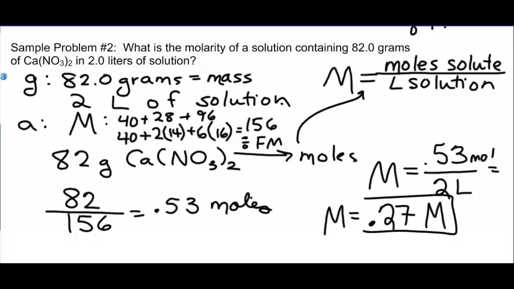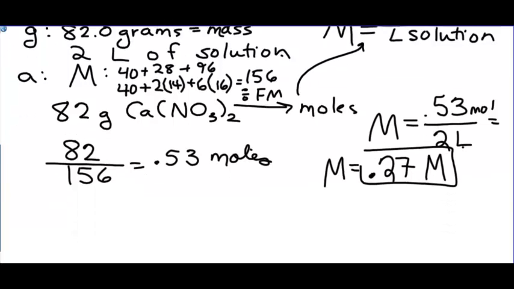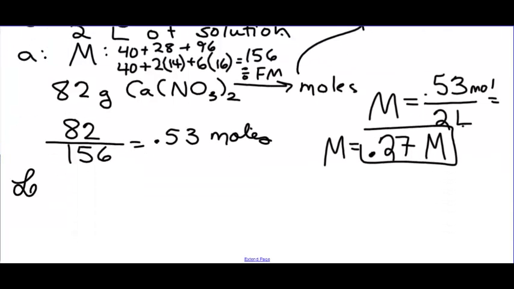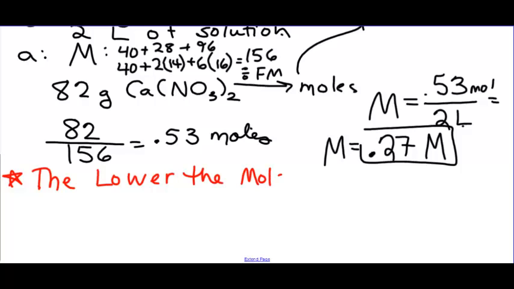Again, you could leave it as moles per liter, or you can just write capital M. So this solution, because it has a lower molarity, is less concentrated than the first solution. And that's an important relationship you need to know: the lower the molarity, the less concentrated the solution.